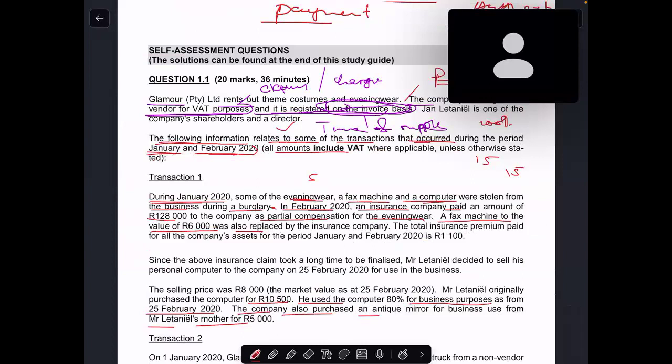Now, we continue with the story. The total insurance premium for all the company assets for the period January and February 2022 is 1,100. The total insurance premium paid, we made a payment. Are we together? We made a what? A payment to the insurance company.